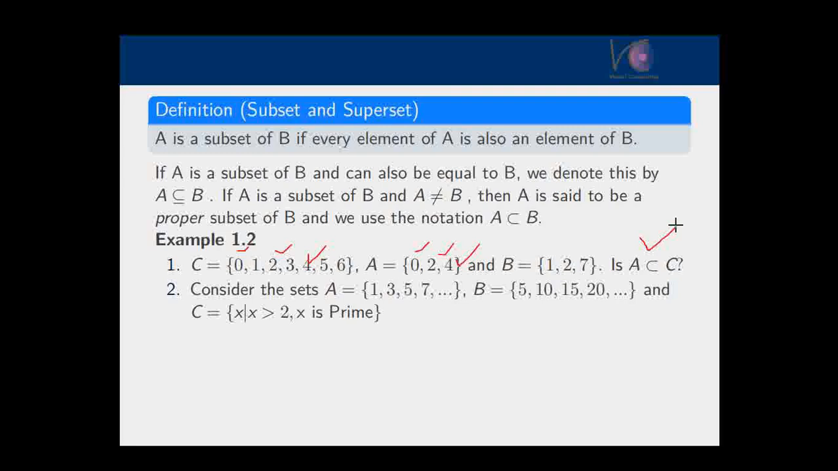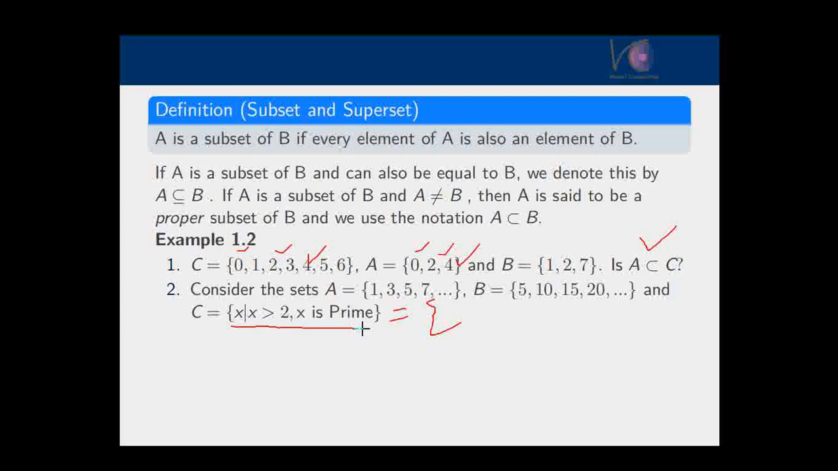Number 2, let's consider the sets A is equal to that, B is equal to that, and C is equal to that. So look at the more complicated set that we have here, set C, where we're saying set C has an element X. This X is a prime number, but it should be greater than 2. You remember it is given in set builder notation, so to easily understand this question, we are going to list the elements that we have in C.